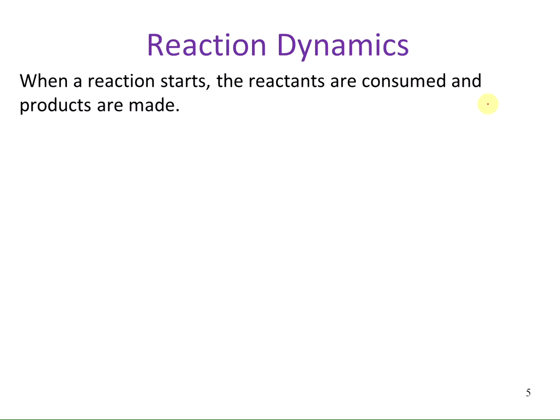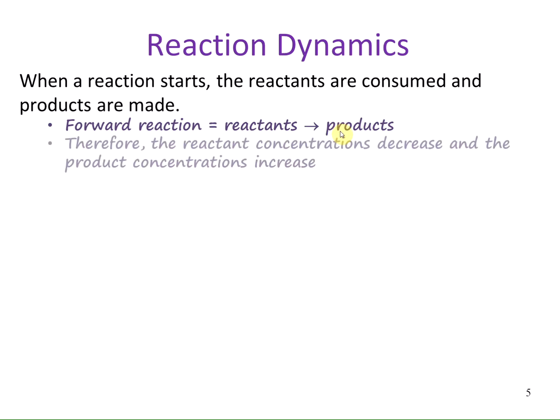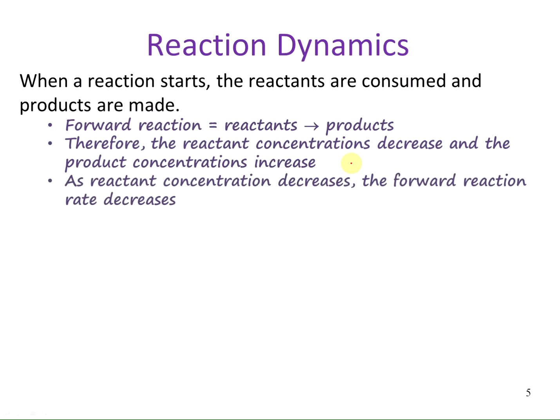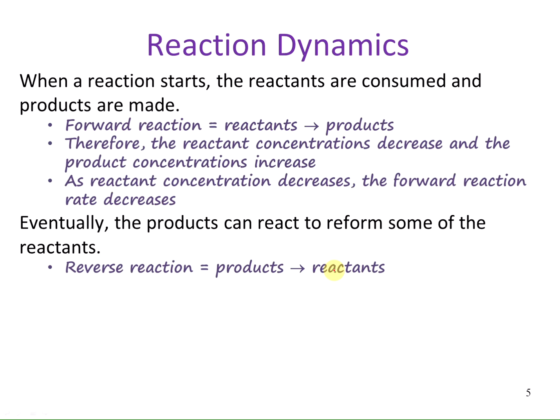When a reaction starts, the reactants are consumed and products are made. When we're talking about a reaction and the way it's written, we're going from reactants to products, we say that's the forward reaction. Therefore, the reactant concentrations decrease as we go in the forward direction, and the product concentrations increase. As the reactant concentration decreases, the forward reaction rate decreases. So as you start to lose some of your reactants that you're making product with, the reaction is going to slow down as you consume some of those reactants. Eventually, products can react to reform some of the reactants. So this is the reverse reaction, where we go from products to reactants.